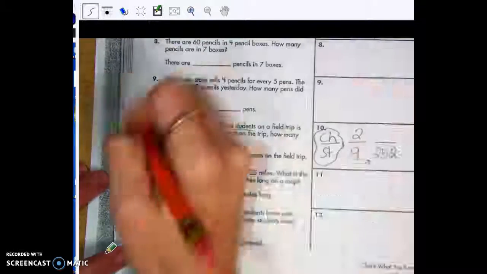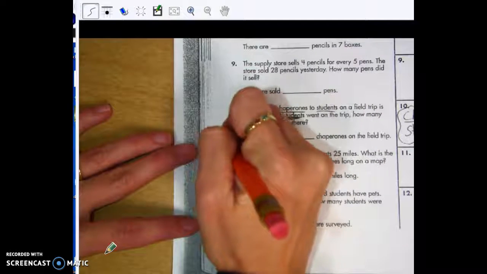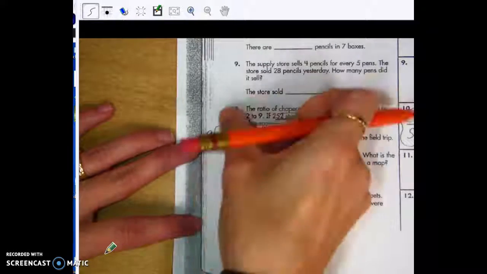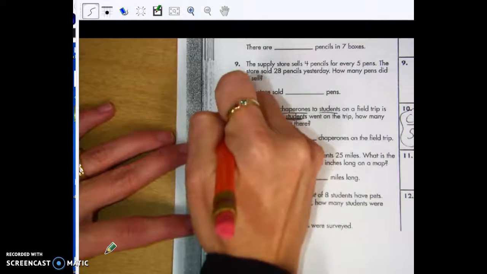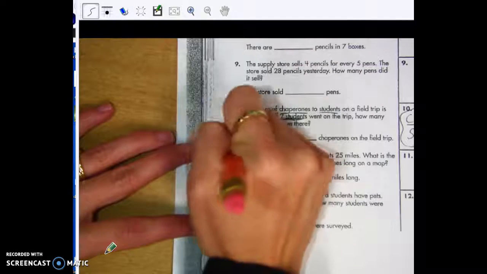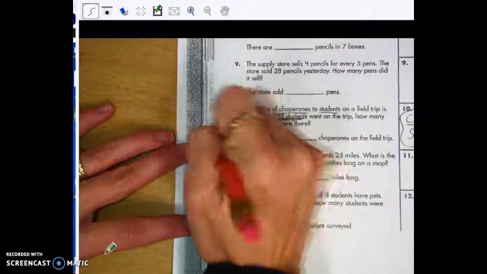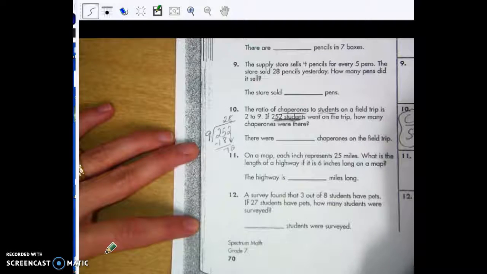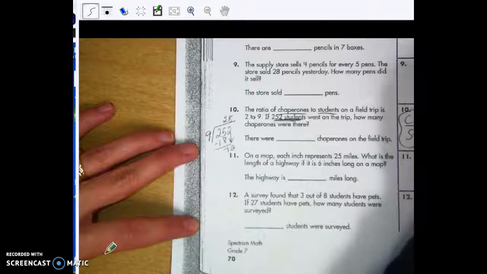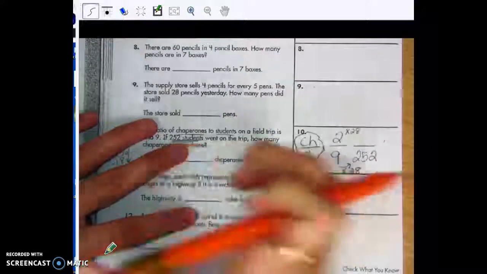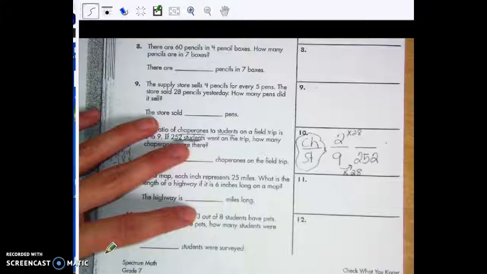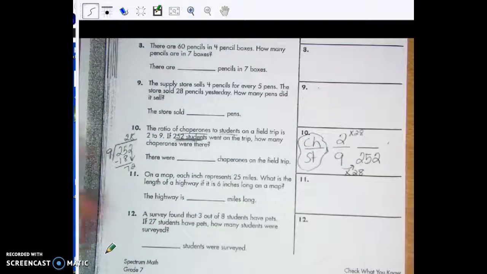So go off to the side. I'm going to come over here and do 252 divided by 9. 9 will go into 25 2 times. Bring down your 2. 9 will go into 72 8 times. So this would be times 28. So do the exact same thing to the top to get your answer. Okay, that's how you're going to work every single one of them.